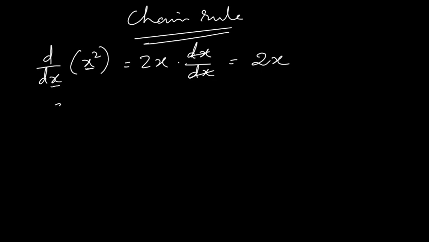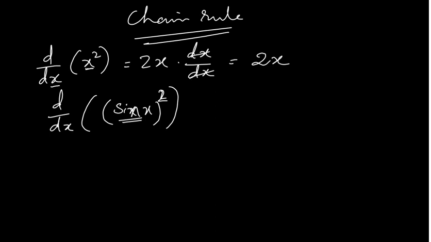Now let us suppose I have d by dx of sin x whole squared. Now we get a doubt. Should I use d by dx of sin x first, or should I use, because there is a 2 there, the power rule? Right? I'll first give the answer and then I'll explain the entire thing to you.